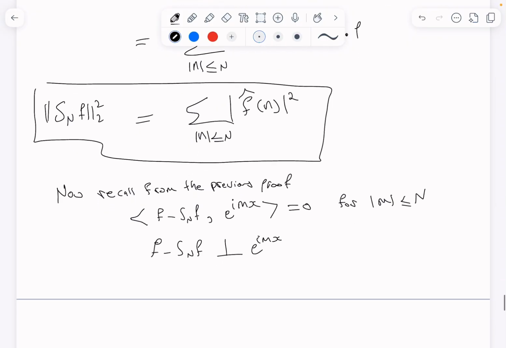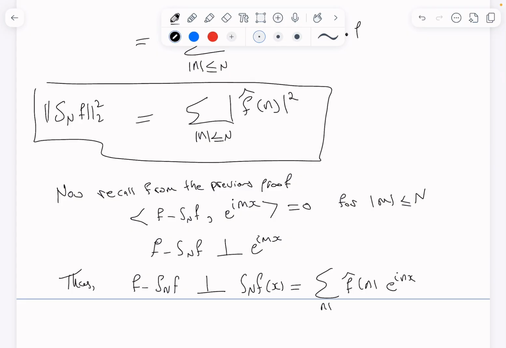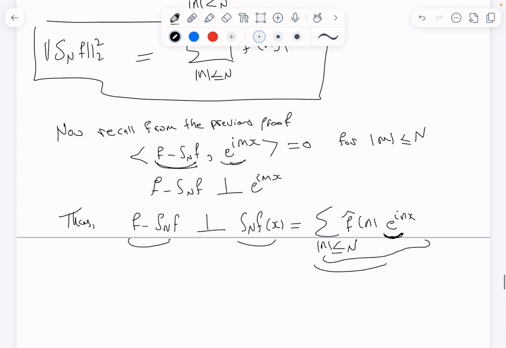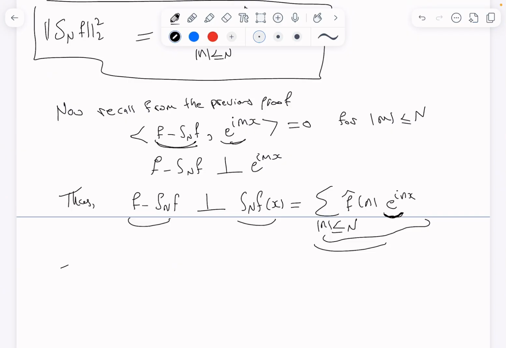So this we know, and thus again f minus SNF is orthogonal to SNF, which equals the sum of f hat of n e to the I n x. Since this is a finite sum, if I inner product this with this, I can simply take it individually with these and pull out a constant, and each of these is 0, and hence the inner product of this with this is 0. So they're orthogonal. So in particular, I can also apply Pythagoras theorem, or lemma.